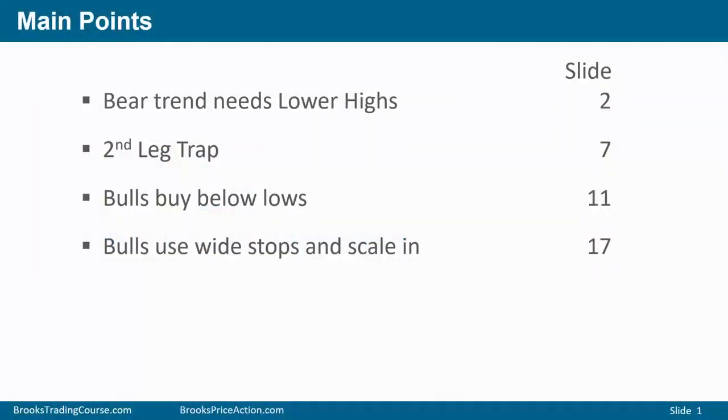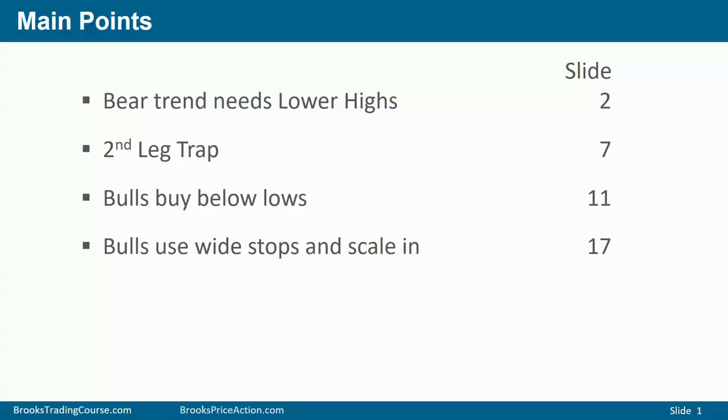A bear trend needs lower highs, especially major lower highs. A major lower high is one that leads to a strong breakout to a new low. Second leg traps are common in broad bear channels because broad bear channels are very similar to trading ranges that are just sloped down somewhat. You get a strong second leg and traders think it's going to lead to a strong breakout with follow through, yet it quickly reverses and traps traders into either buying too high or selling too low.